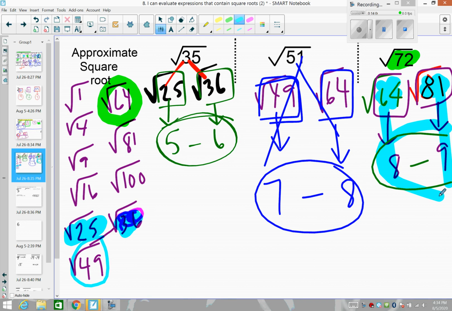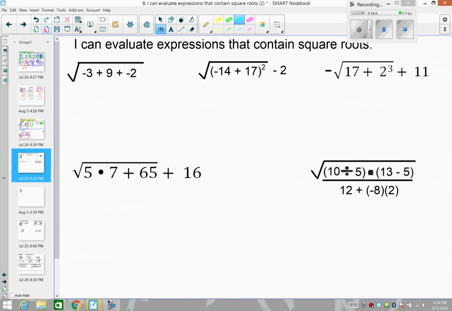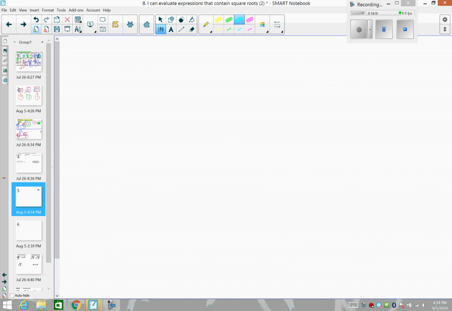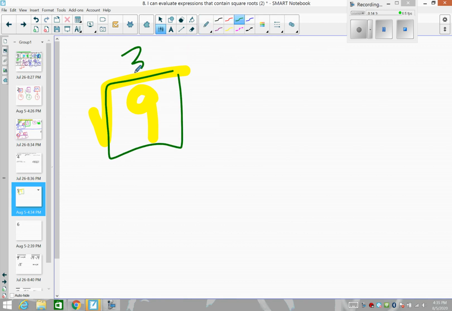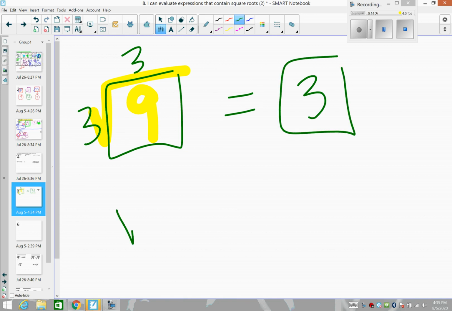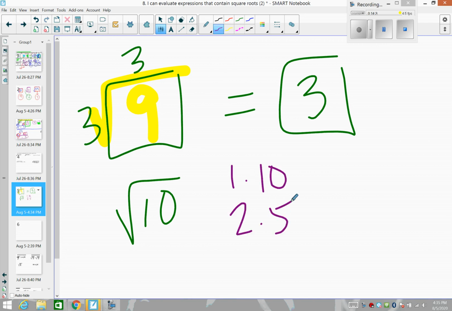So let's do a quick summary of what we know. If we have a perfect square, like the square root of 9, no big deal, right? Square root of 9, we know that that is a 3 by 3 square, so the square root of 9 is 3. However, if we have the square root of 10, that's not a square. That's a rectangle. Its factors are 1 times 10 and 2 times 5. Those are rectangles, they're not squares.